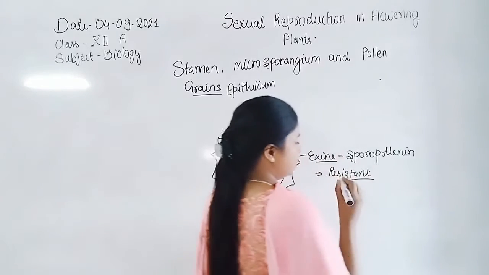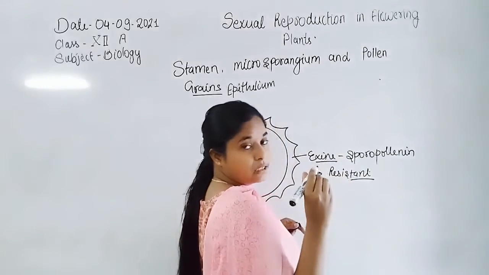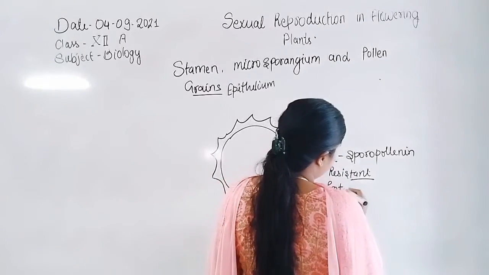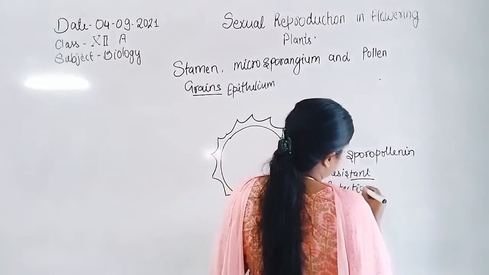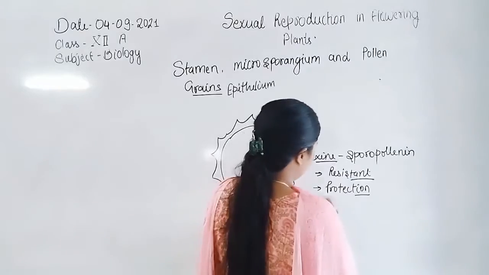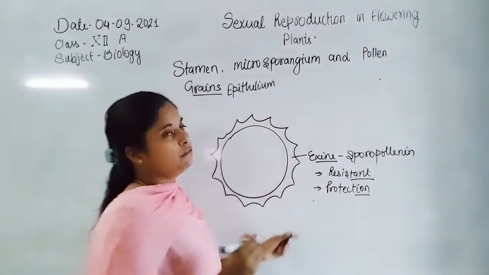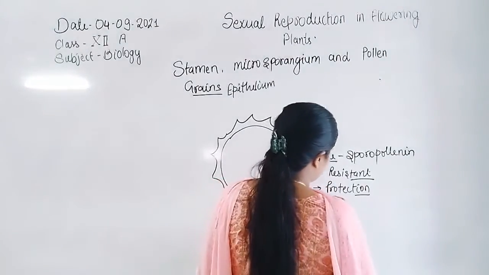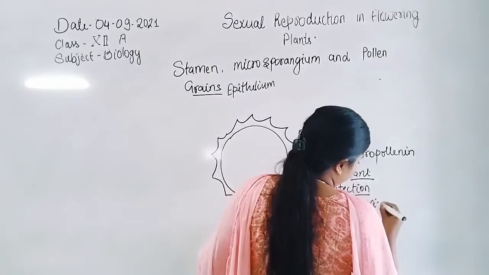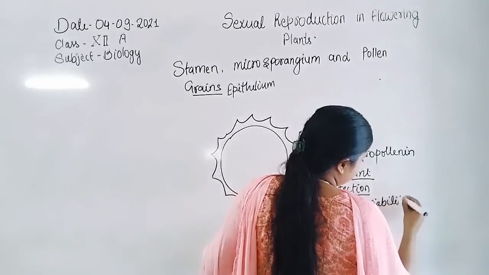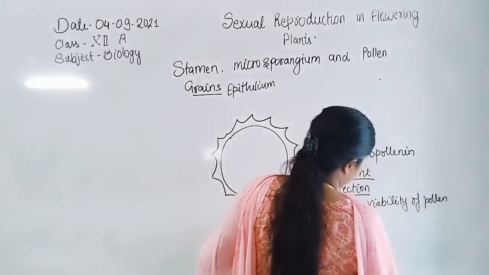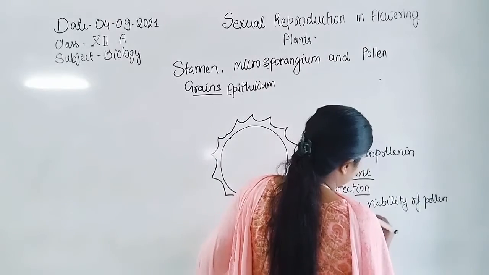This exine helps in developing resistance to environmental conditions, and due to this they develop protection of the gamete or of the pollen grain. They also increase the viability of pollen grains.